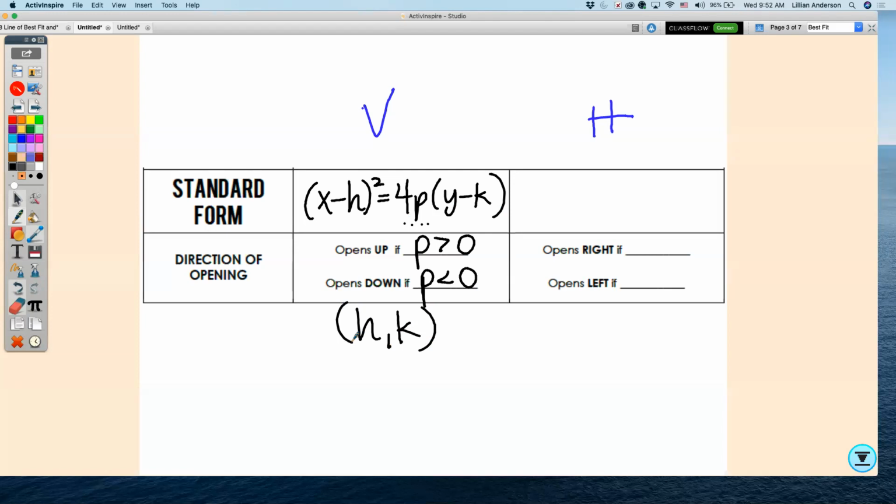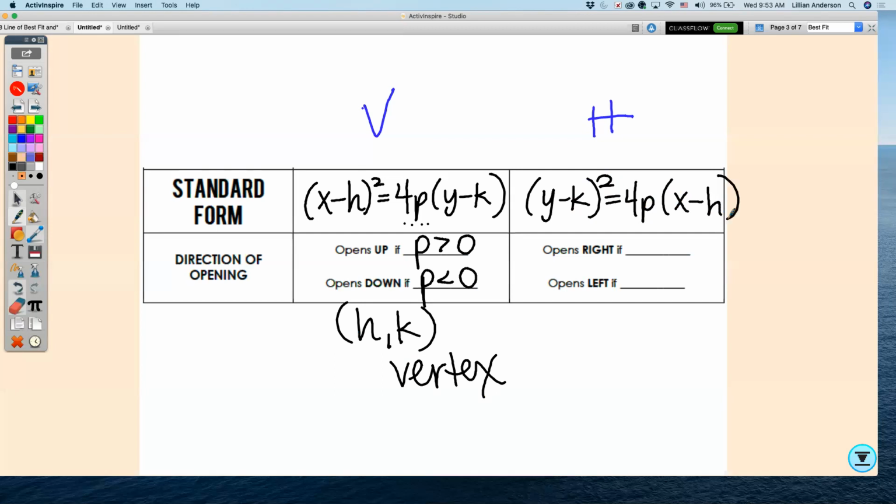A specific point, an important point. It represents the vertex, okay? So the same h and k that represent the center in a circle, the central point, is the vertex in a parabola. When it opens left or right, it's going to be y minus k squared equals 4p x minus h.